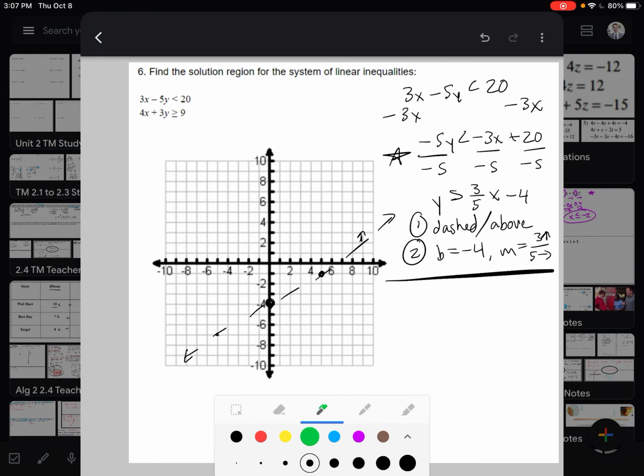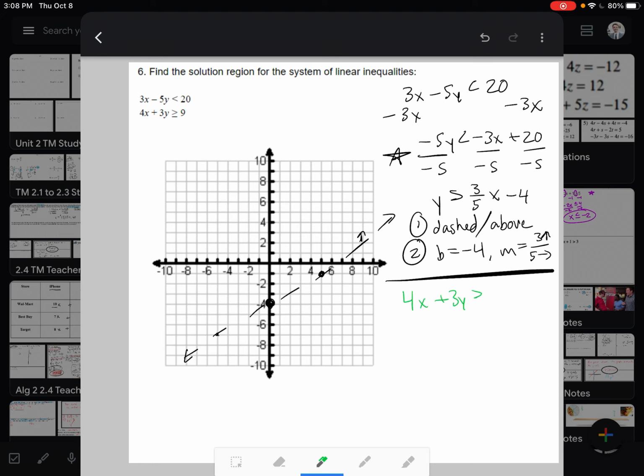All right, second equation, do this one in green. We have 4x plus 3y is greater than or equal to 9. Again, solve this in y equals mx plus b form. So I'll have 3y is greater than or equal to negative 4x plus 9. Divide each of our terms by 3. Again, we don't divide by a negative here, so we don't need to change any signs. So y is greater than or equal to negative 4 over 3 x plus 3.